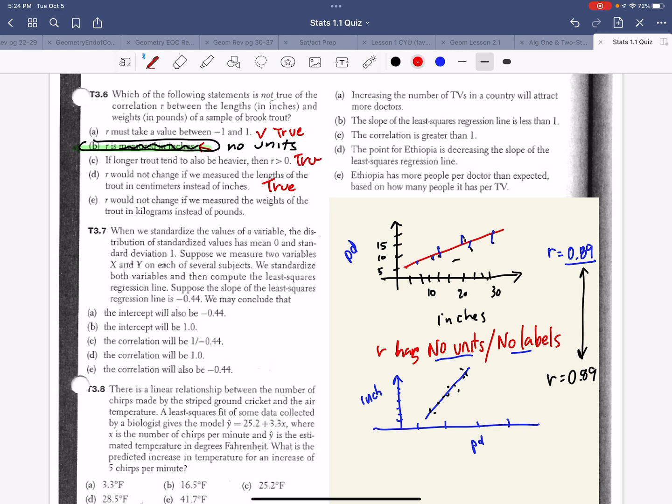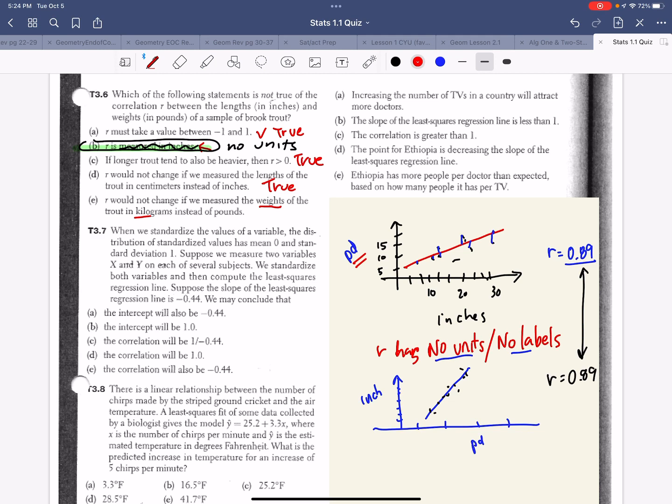And this is true. R would not change if we measured the weight in kilograms. Once again, whether you measured it in pounds or kilograms, R is not changing. It doesn't have anything to do with that. It's because when we calculate it by hand, we divide pounds by pounds or inches by inches, and all the units cancel out.